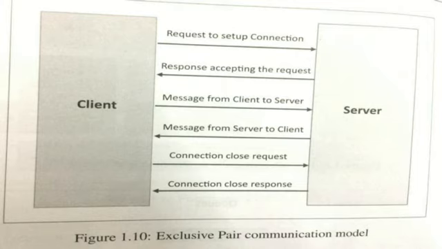We're going to send a message from client to server. Before sending a message, I have to develop a connection. After sending a message, I have to close the connection. For that purpose, this model is used, that is the exclusive pair communication model.